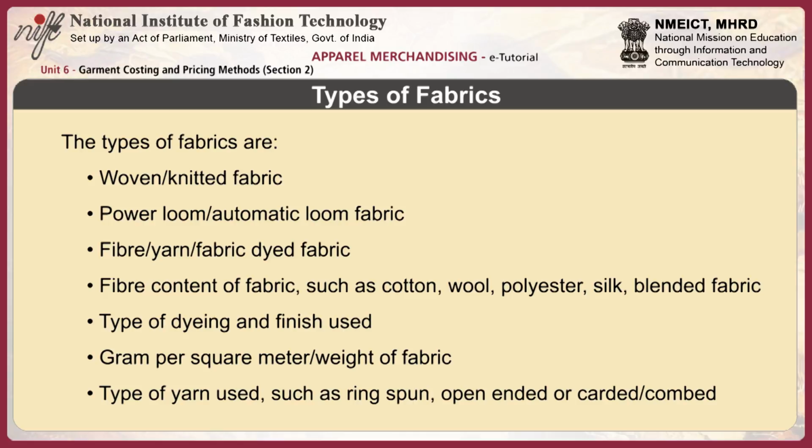Fiber content of the fabric. So types of fabric can also be based on the fiber content of the fabric, such as cotton, wool, polyester, silk, blended fabrics, etc. That means based on the content of the fiber, the fabrics can be classified into different types. So cotton fabrics, woolen fabrics, polyester fabrics, silk fabrics. Then we can also have blended fabrics of 2-3 types. There can be linen fabrics, etc.